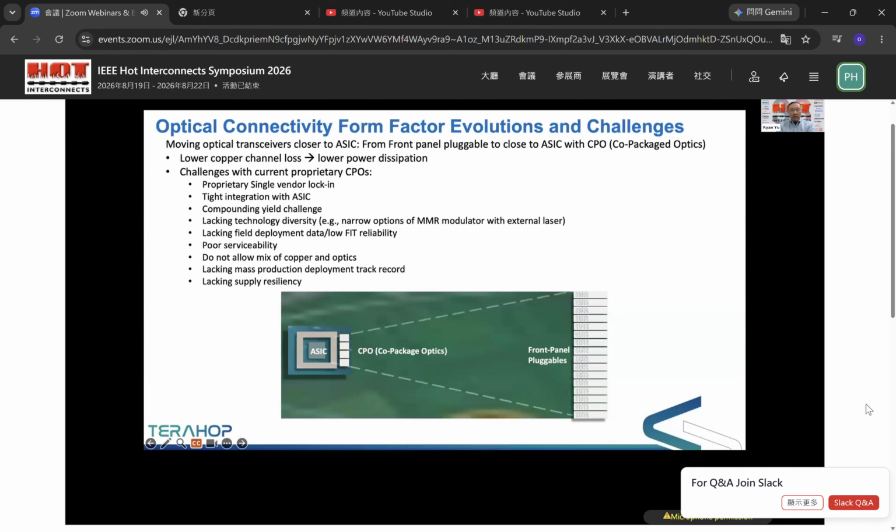Now moving to the evolution of form factors, this is certainly one of the most important changes in our industry: moving optical connectivity solutions from the front panel increasingly closer to the ASIC. This is represented by CPO, so-called co-packaged optics. So far, the great benefit or potential for CPO is to lower the copper channel loss between the ASIC and optics. Therefore, you drive much lower power dissipation, but it came with lots of challenges.